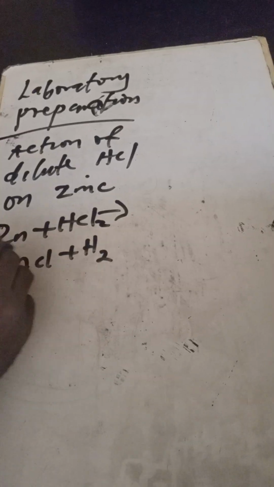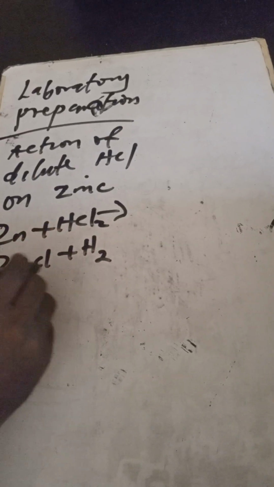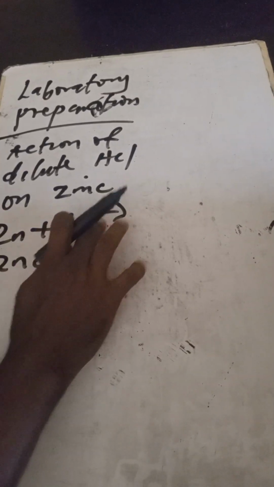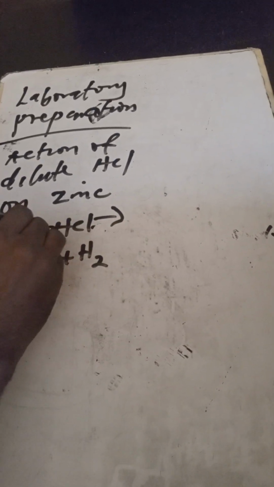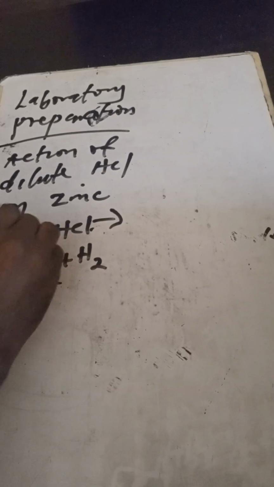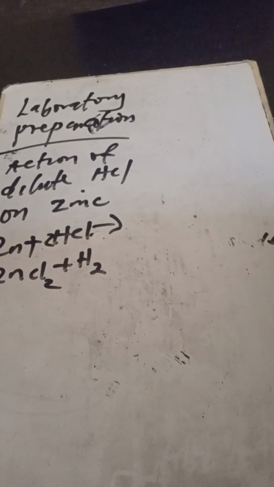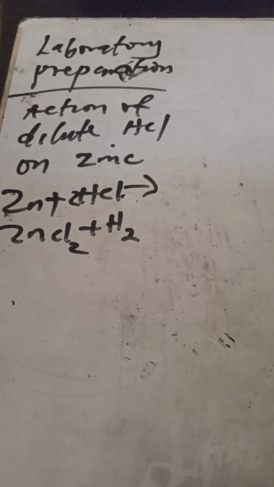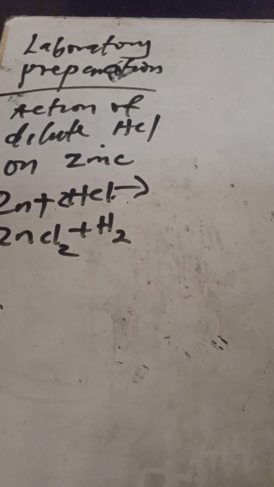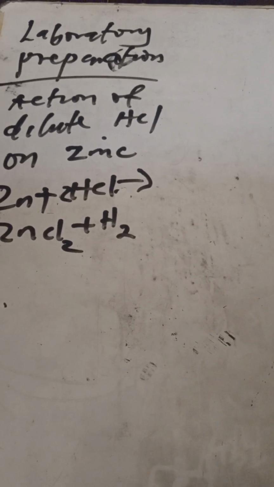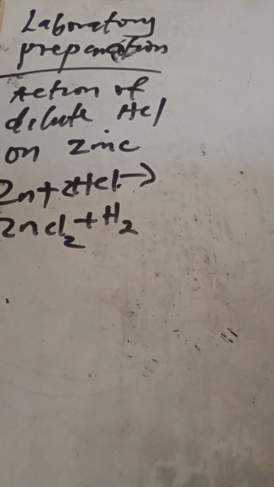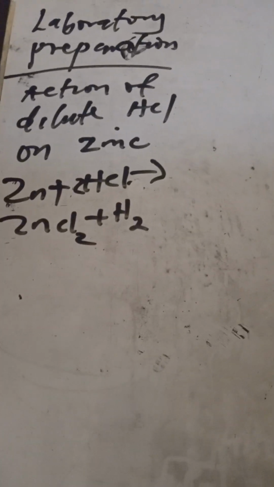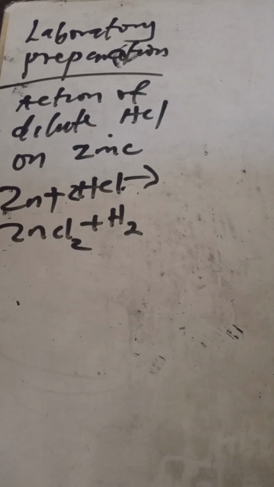Here we have hydrogen, HCl and zinc, and two here combined. So zinc combined with HCl to produce zinc chloride plus hydrogen gas. This H2 here is the hydrogen gas. So this is one unique way of producing hydrogen.